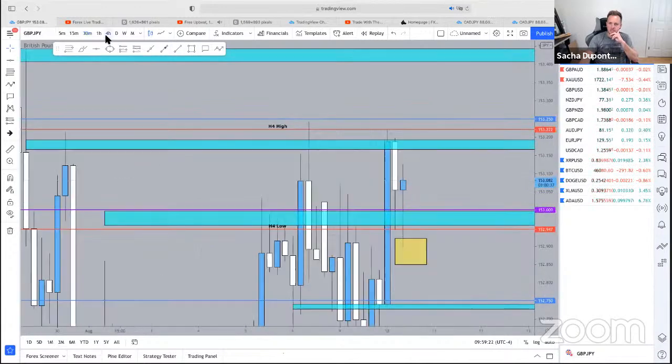About 40 seconds. What about this 4 hour? Actually, this is actually nice though. We went down, created this bottom wick. Now, after 1 hour in this 4 hour candle, it starts to go up. Interesting.